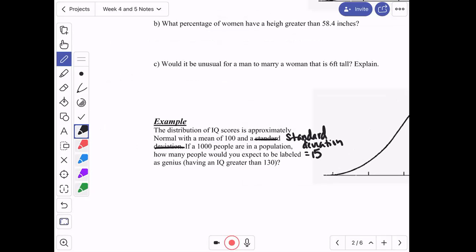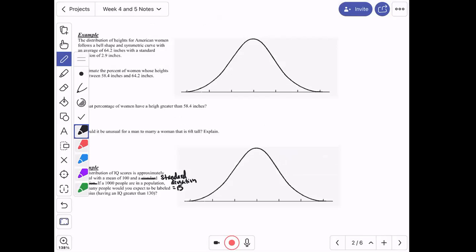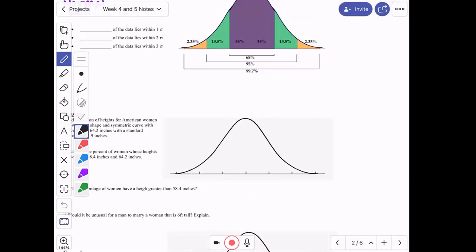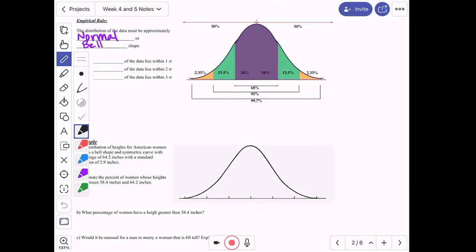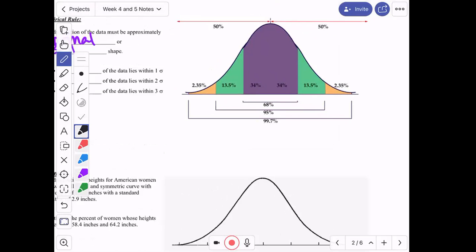If 1,000 people are in a population, how many people would you expect to be labeled as genius or having an IQ greater than 130? So here's how this works. Every normal curve by definition is symmetric. And what do I mean by symmetric? Can somebody tell me what I mean by symmetric? The mean and the median are equal. Good, the mean and the median are equal, right?